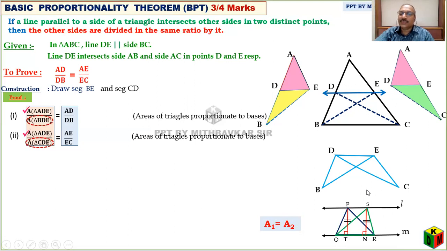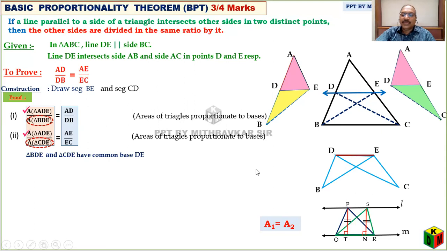Let's check for this figure. Do we have the same situation here? Okay, look at those two triangles. Now I cannot take BC as a base. Some students have a query about why can't we take BC as a base. BC is not the side of any triangle here. Here the base is what? DE. So DE is a common base. So let's write: triangle BDE and triangle CDE have common base DE.